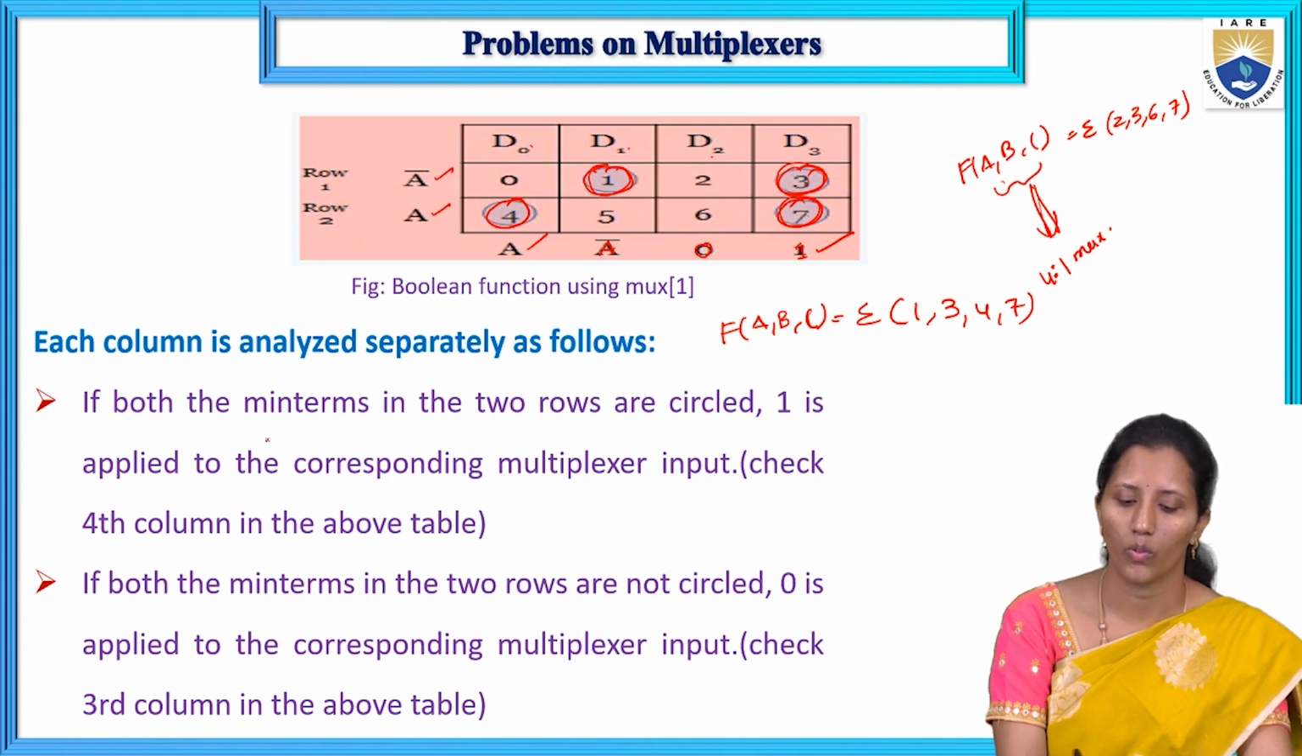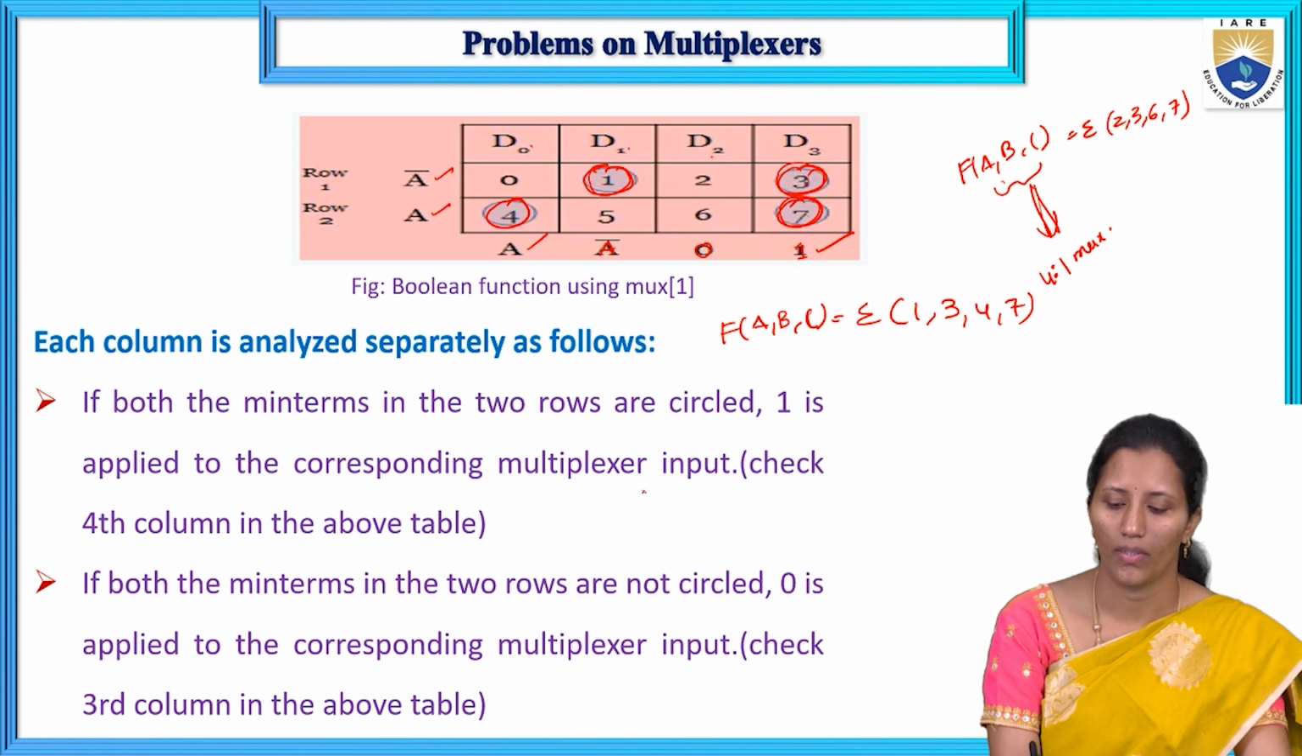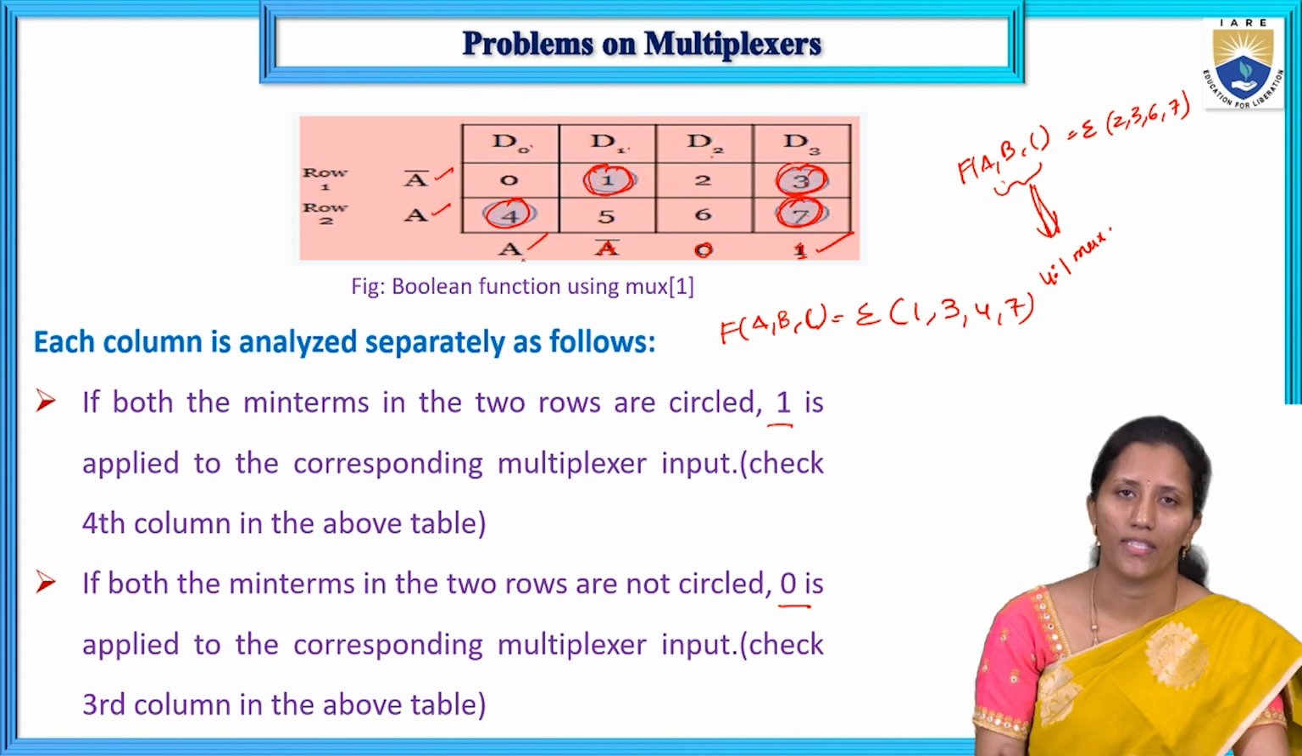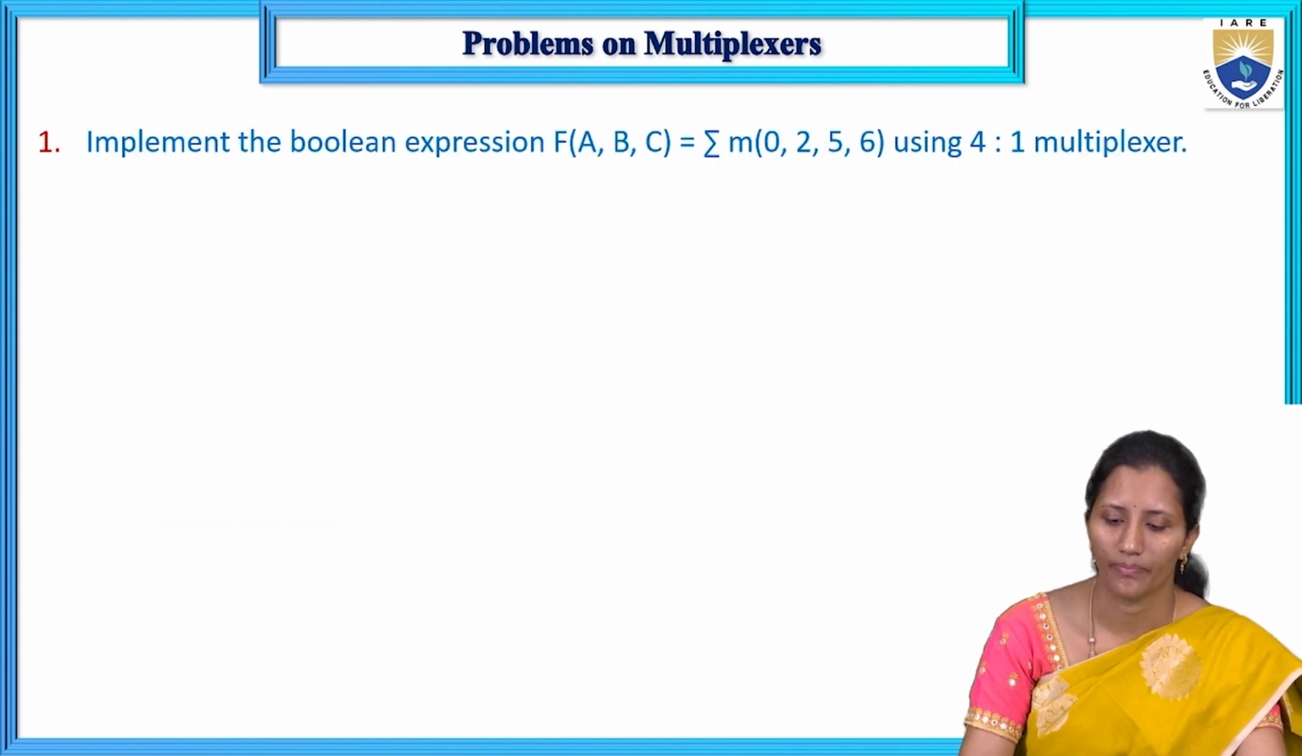So if both the minterms in the 2 rows are circled, 1 is applied to the corresponding multiplexer input. If both are not circled, 0 is applied to the corresponding multiplexer input. If row 1 is circled and row 2 is not circled, A bar is applied as the input. If row 1 is not circled and row 2 is circled, then A is applied as the input to the multiplexer. So here we will see one example.